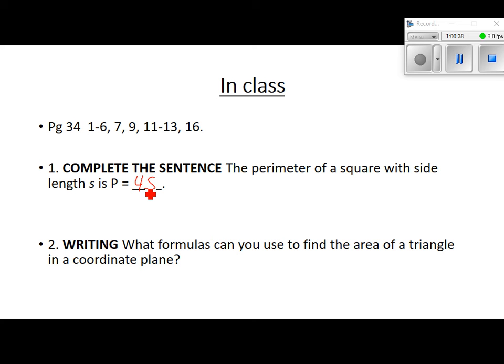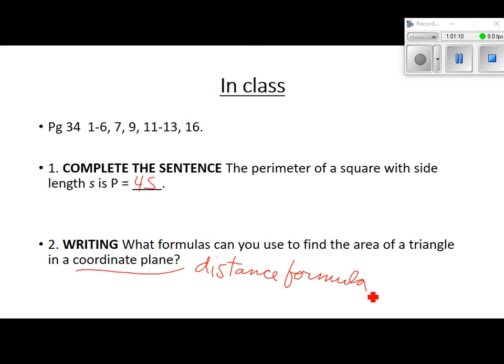What formulas can you use to find the area of a triangle in a coordinate plane that's on a graph? You're going to use the distance formula. You have to use that distance formula to find the length of each side. Then use the formula to find the area, or add them up to find the perimeter.